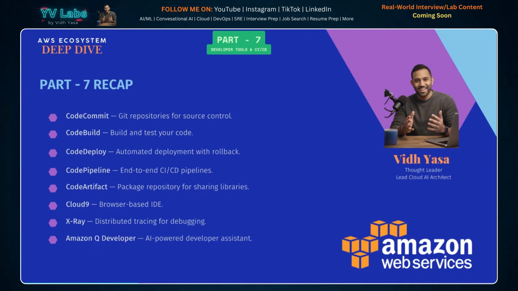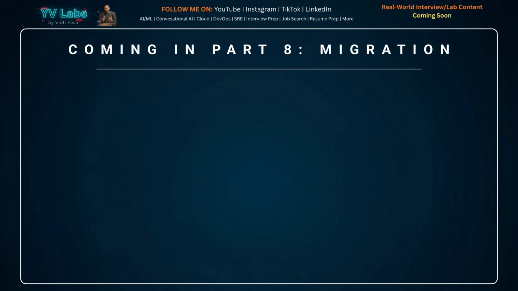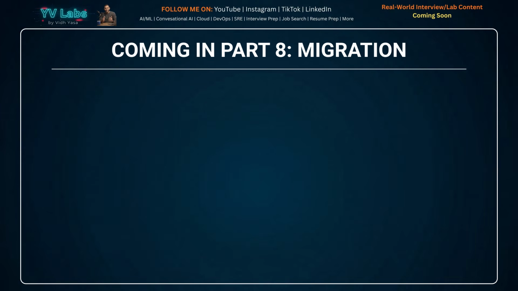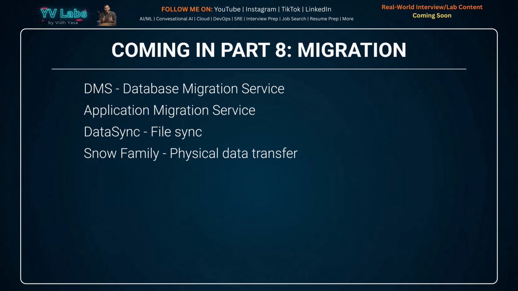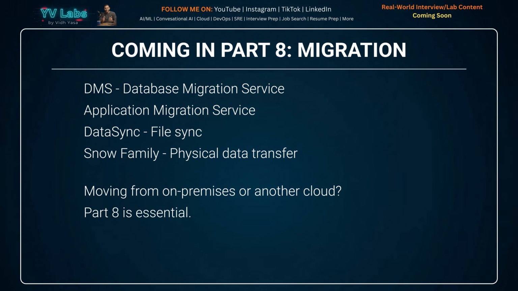Our infrastructure is automated. But what about existing stuff that is still sitting in an old data center? In part 8, we are covering migration, DMS for databases, Application Migration Service for servers, DataSync for files, and even the Snow family for physically shipping petabytes of data. If your organization is moving to AWS from on-premises or another cloud, part 8 is essential.